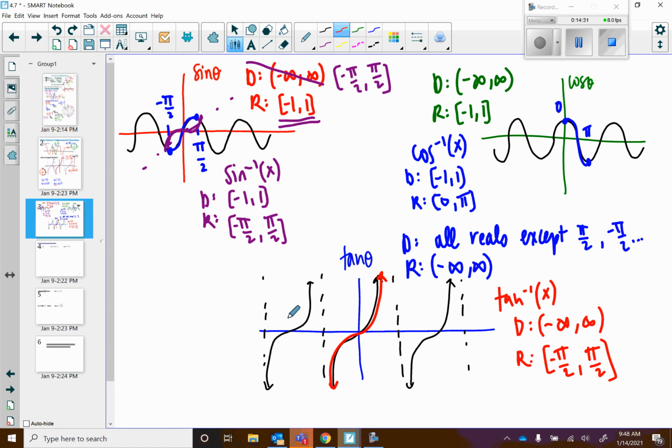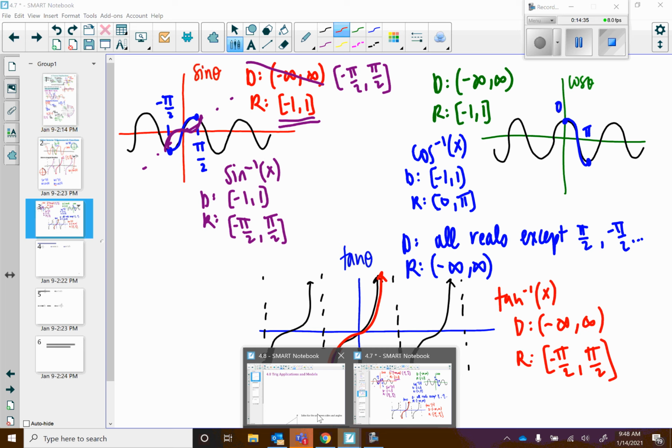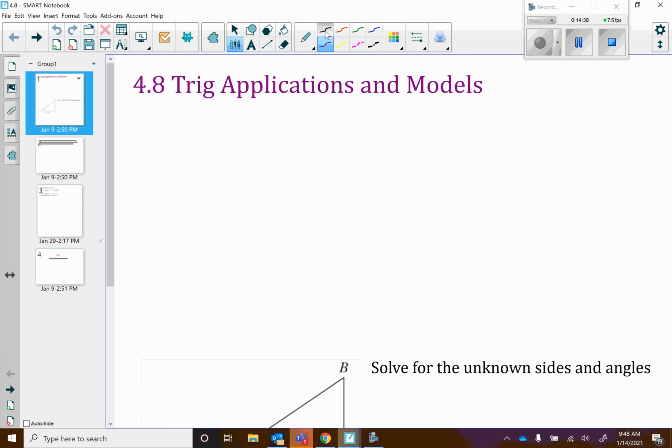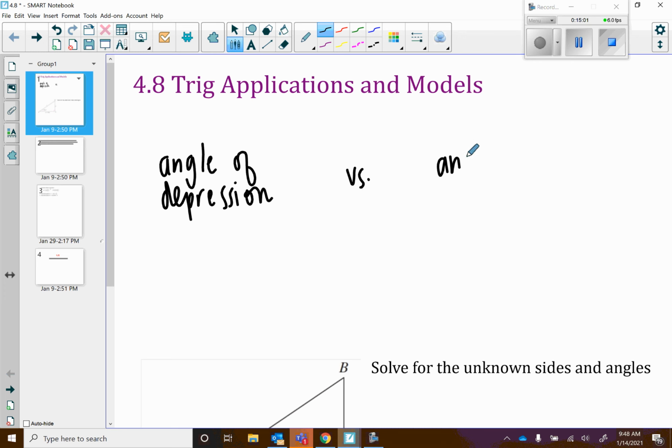Those are our notes for 4.7, and I said we're going to take just like 30 seconds of notes on 4.8, and really the only thing that I need to define for you here in 4.8 is what it means to be an angle of depression or an angle of elevation, because those will come up. So an angle of depression versus an angle of elevation.